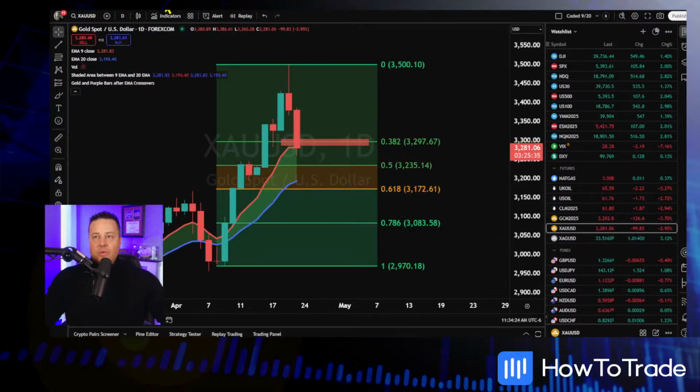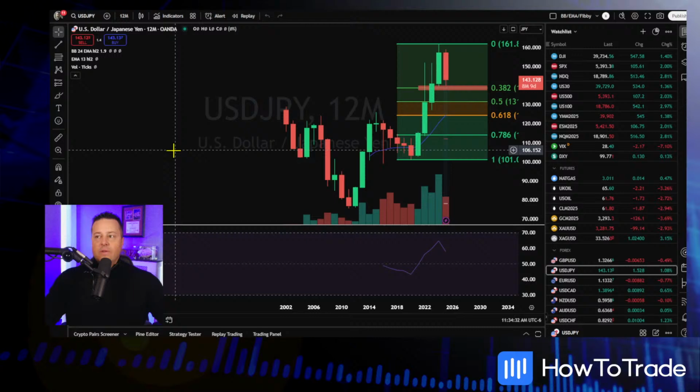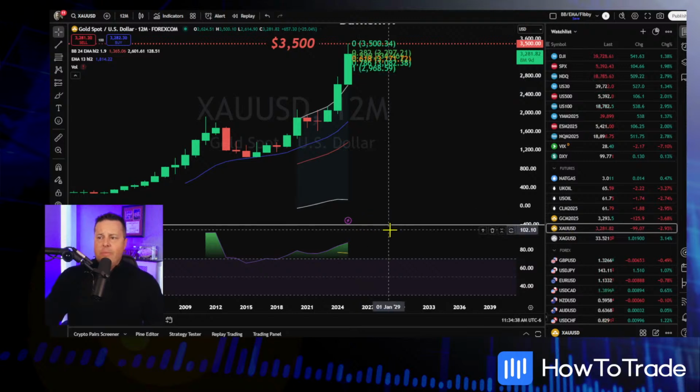Okay. Let's run through a few trades that I do want to go through on my own personal view, and we're going to get out of this coded 920 template and do sort of what I like to do. Watching that dollar yen, we put that out as a trade idea yesterday. This was a real banger for us.